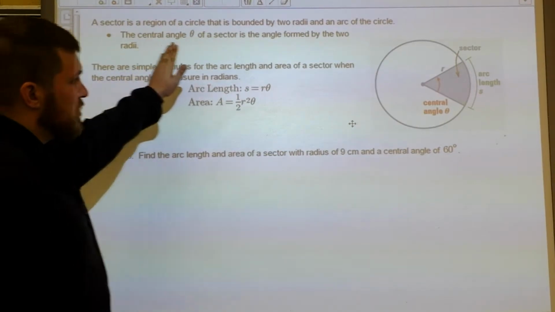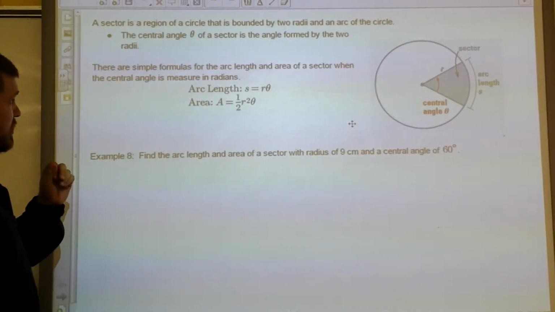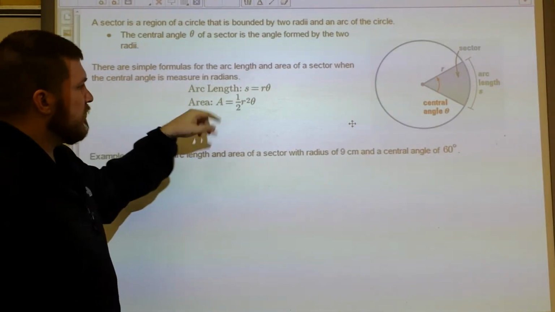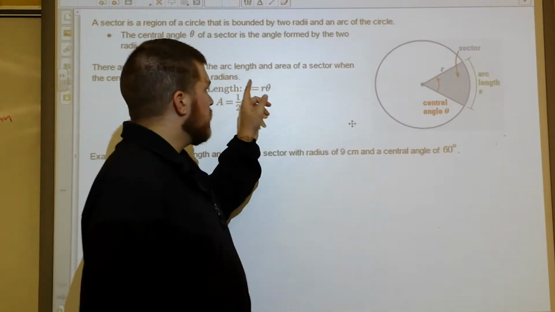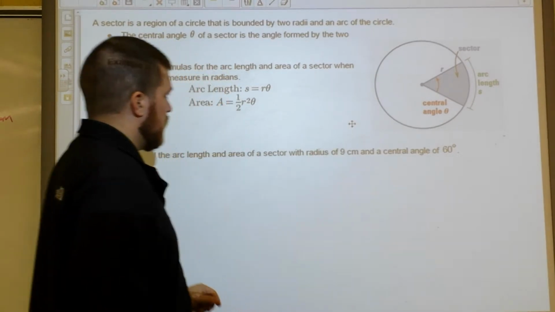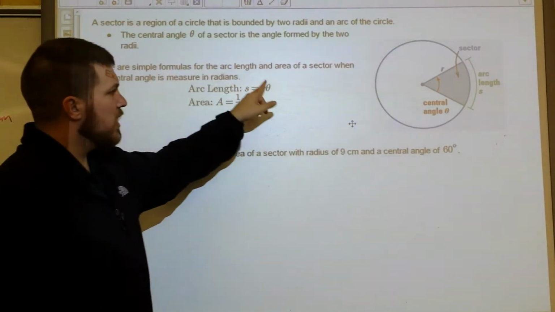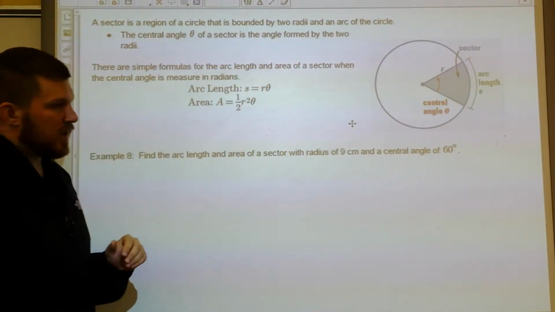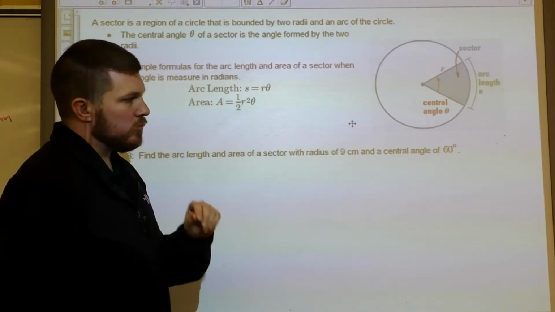Alright, so we're talking about central angles still. We need to know that, but now it's measured in radians. And there's two simple formulas to know. So arc length, which we're going to call little s, is equal to the radius times the radians, whatever our angle is. So it's the radius r times the radians. Area of the sector is 1/2 the radius squared times the radians.